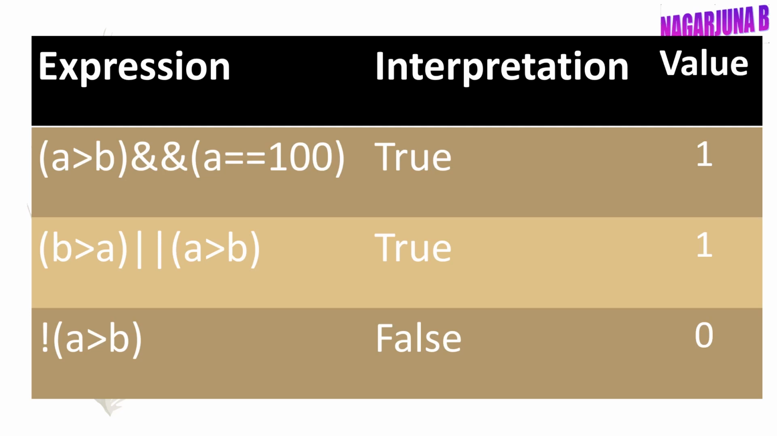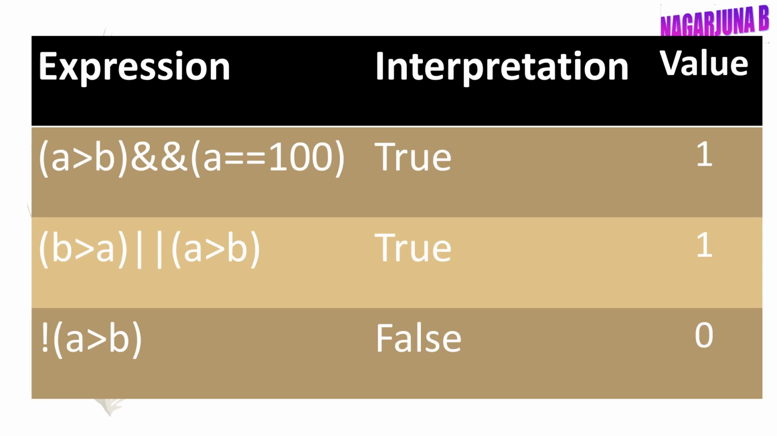Second one, B greater than A or A greater than B. B greater than A, it is 4 greater than 100, the condition becomes false. The next one, 100 greater than 4, the condition becomes true. False or true, here the interpretation, that is the result upon evaluation, will be true. Therefore the value it will be returning is 1.